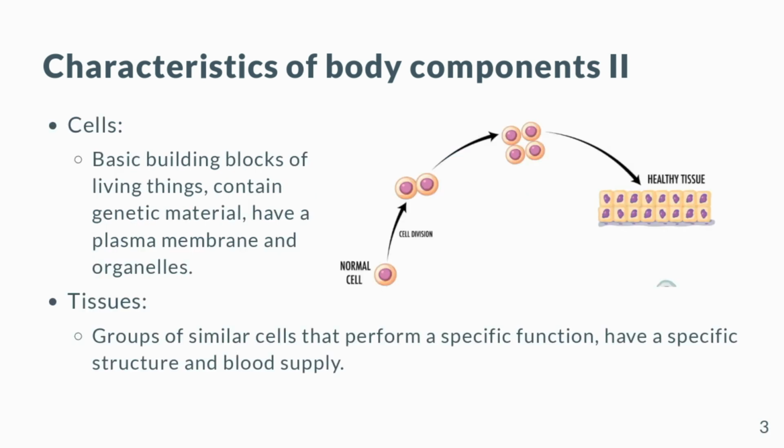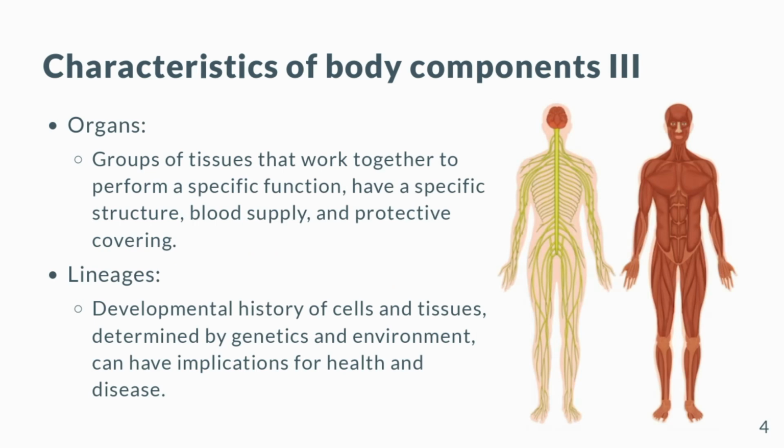Cells, basic building blocks of living things, contain genetic material, have a plasma membrane and organelles. Tissues, groups of similar cells that perform a specific function, have a specific structure and blood supply. Organs, groups of tissues that work together to perform a specific function, have a specific structure, blood supply, and protective covering. Lineages, developmental history of cells and tissues, determined by genetics and environment, can have implications for health and disease.